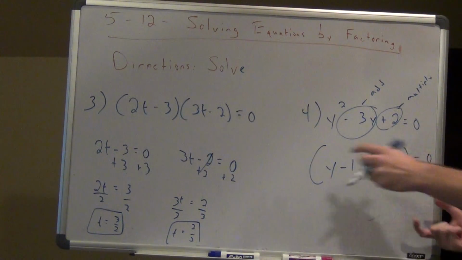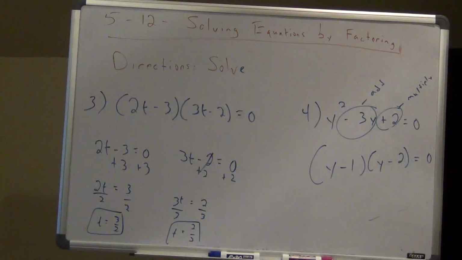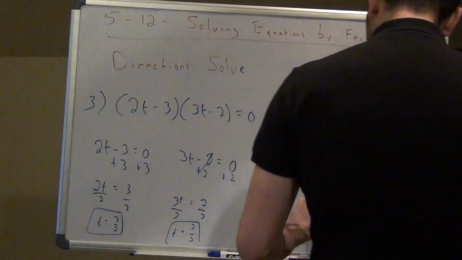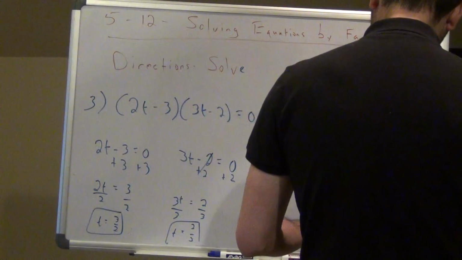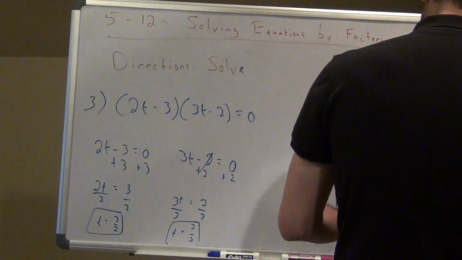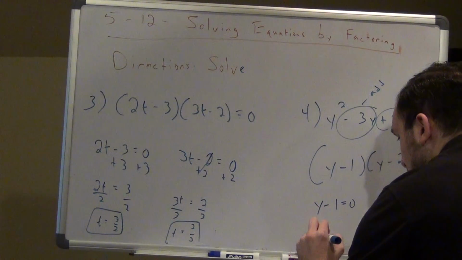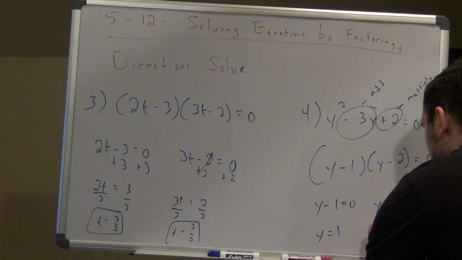Okay, so once we factor it out, now this was like my first couple problems I started with. Once I factor it out, now I'm just going to set each piece equal to 0 and solve. So my two answers are going to be where y minus 1 equals 0 and y minus 2 equals 0. So here my two answers are going to be 1 and 2.